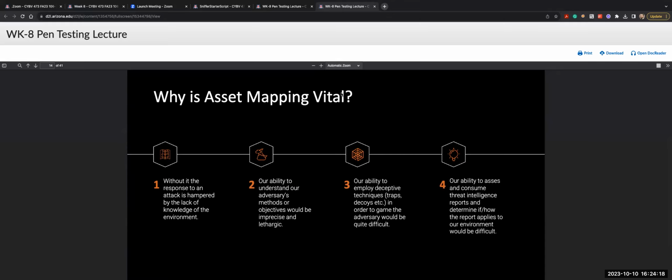So why is asset mapping vital? Well, without even looking at these bullet points here, the big thing is you only know what you know. So if you don't know how to respond to something, if you don't know where something is within your network, within your infrastructure, you're kind of up the creek without a paddle. And when it does get popped, you're not going to know what to do. And by the way, what I mean by popped is if it gets hacked. Should probably disclose that. But you have to understand how to operate in it.